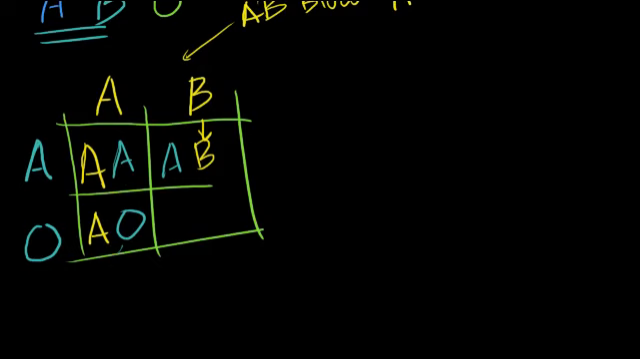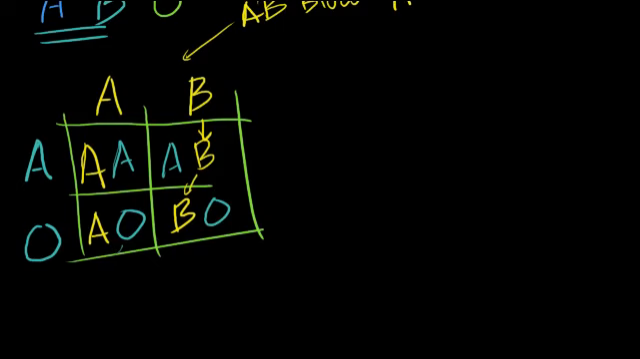Or you could get the B from your mom. Let me write it this way. B from your mom, that's this one, or the O from your dad. And this is a B blood type.